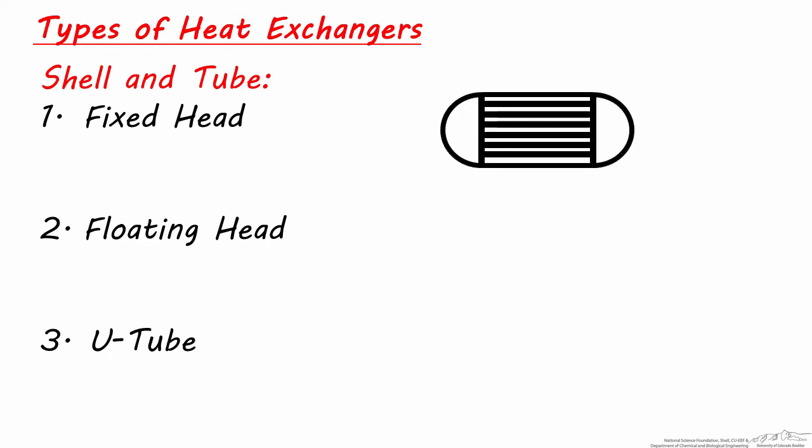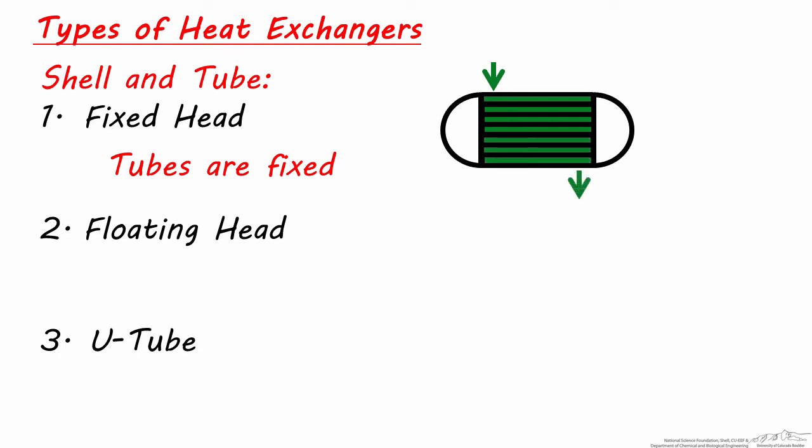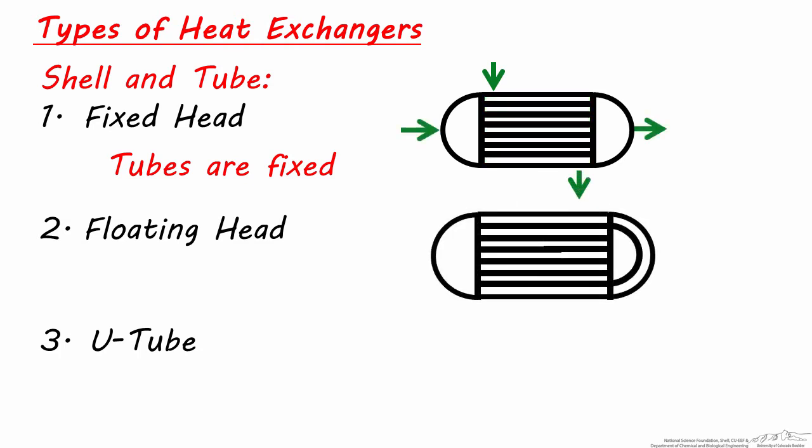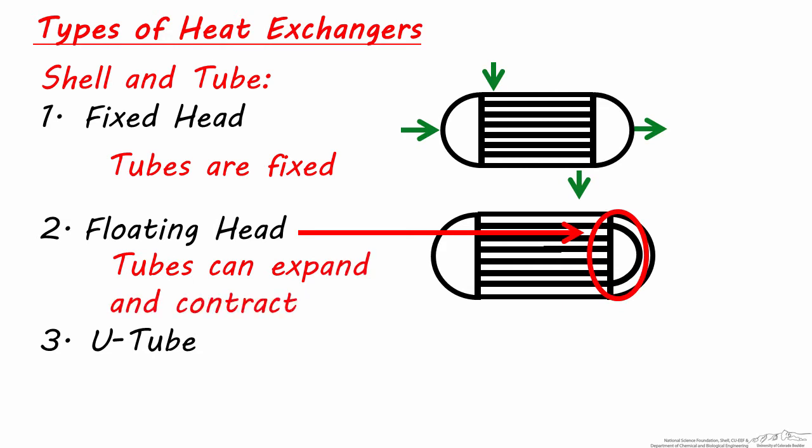Fixed head heat exchangers feature tubes which are fixed on tube sheets inside a shell. Hot or cold fluid enters the tube side of the heat exchanger, while the opposite fluid, either cold or hot, flows to the shell side. Floating head heat exchangers are very similar to fixed head, except they feature tubes which are on a floating head, which allow them to expand and contract. This animation is an exaggeration of the movement of this floating head and the expansion and contraction of these tubes.